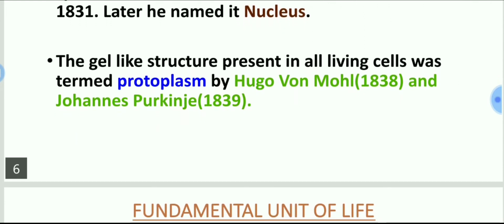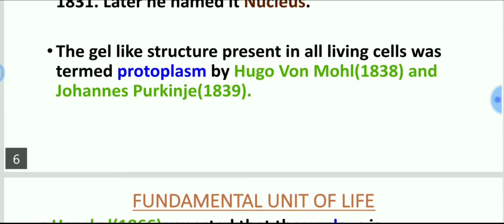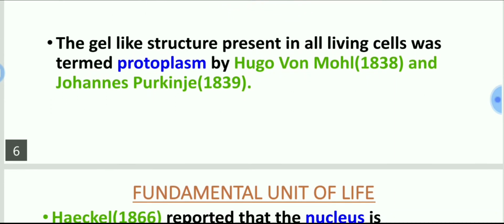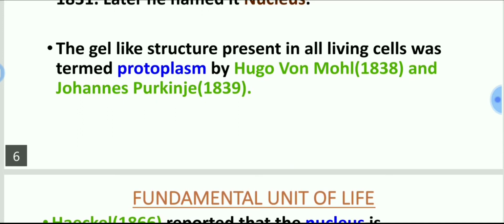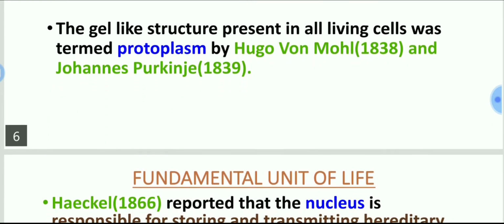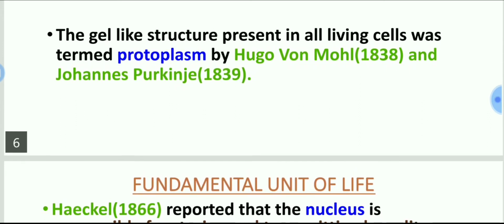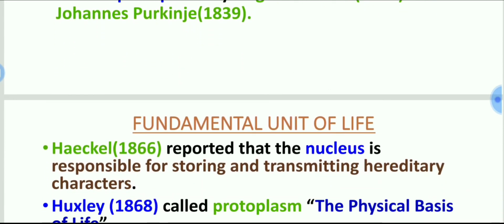So the gel-like structure present in all living cells was termed protoplasm. This is very important. Protoplasm is a gel-like structure present in all living cells. It was termed protoplasm by Hugo von Mohl in 1838 and Johannes Purkinje in 1839. Purkinje is very important. The question is, who gave the term protoplasm for the gel-like structure? The answer is Purkinje. Okay.